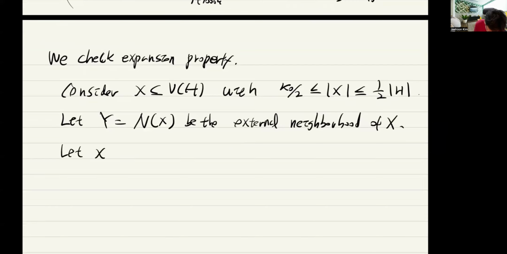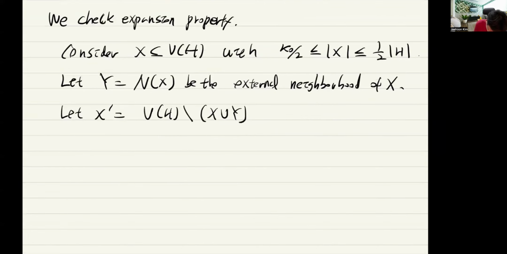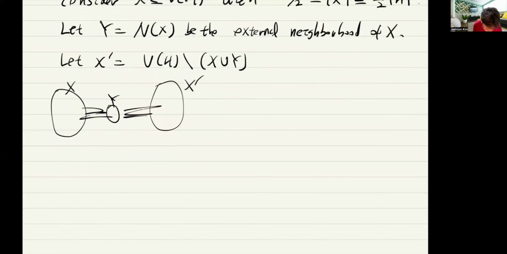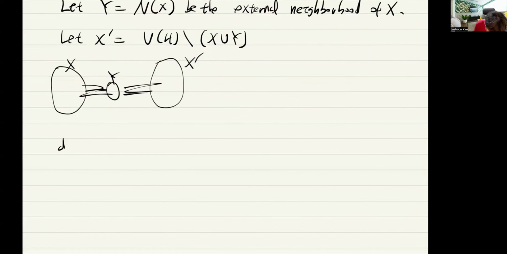And let's say X prime is the remaining. And what you have? You have X, then Y, X prime, and there are no edges between here. And what? You take the average degree times X. And what we know is that all three sets together cover all the vertices in H. So this is what? Average degree times the number of vertices in H minus X prime union Y.